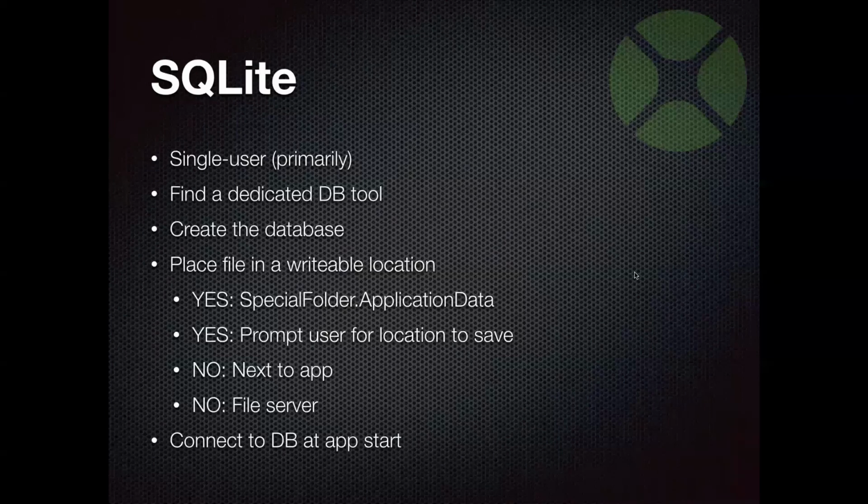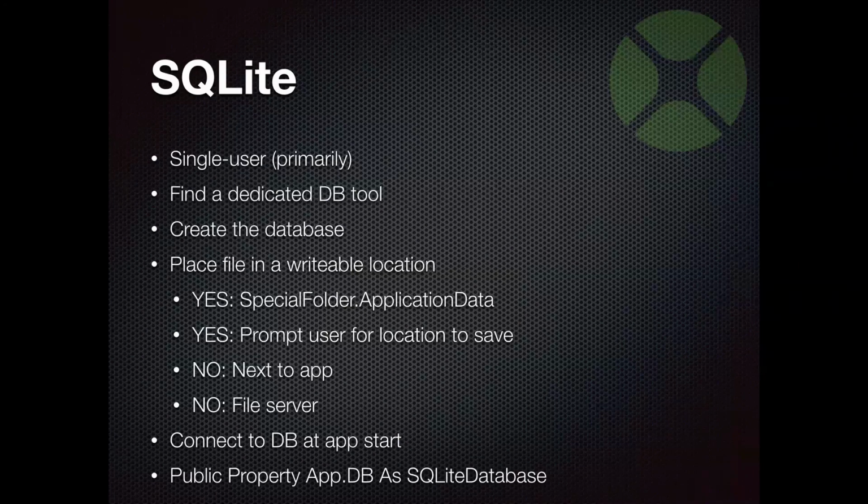And generally speaking, with SQLite, you're going to connect to the database when your app starts, and then you will be able to use it throughout your app for retrieving data, saving data, that sort of thing. One common technique you see is to add a property that's simply called DB as SQLiteDatabase right on your main app object of your Xojo app, and then you can access that everywhere throughout your application. We'll look at an example of this in a moment so you can see what the code might actually look like.